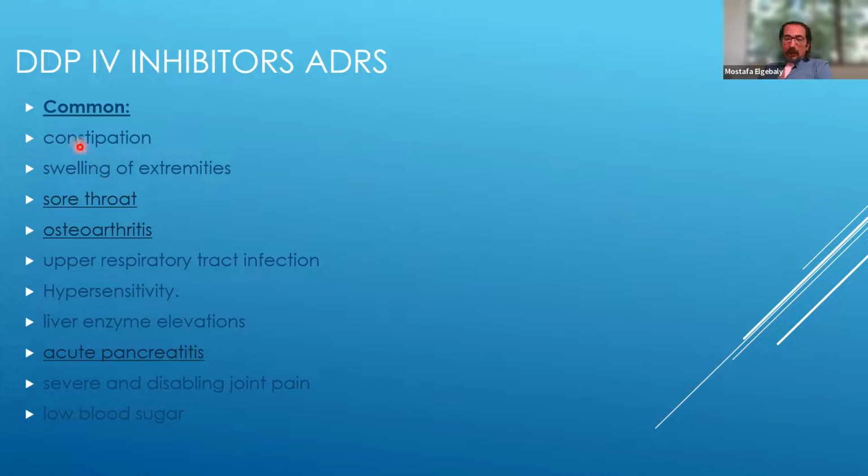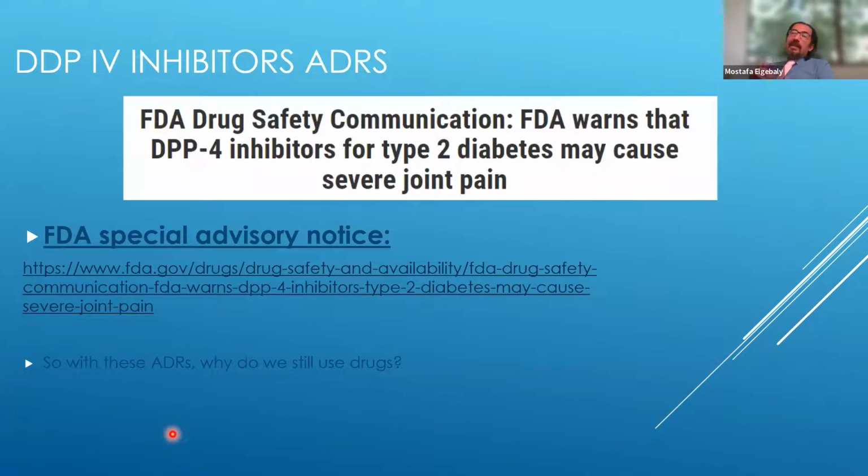So something like constipation is a bad side effect. Something like low blood sugar is a lethal side effect. So we think of these in terms of severity. And you also get side effects or adverse drug reactions that are on the news.